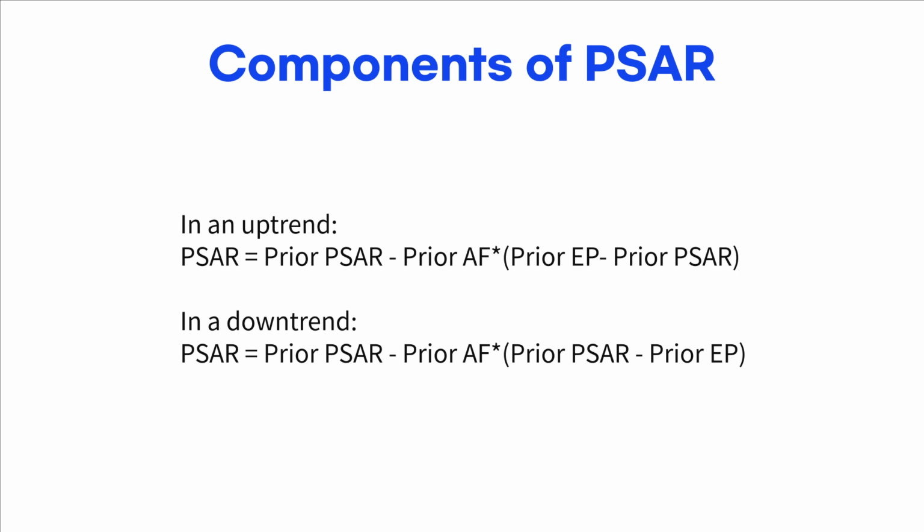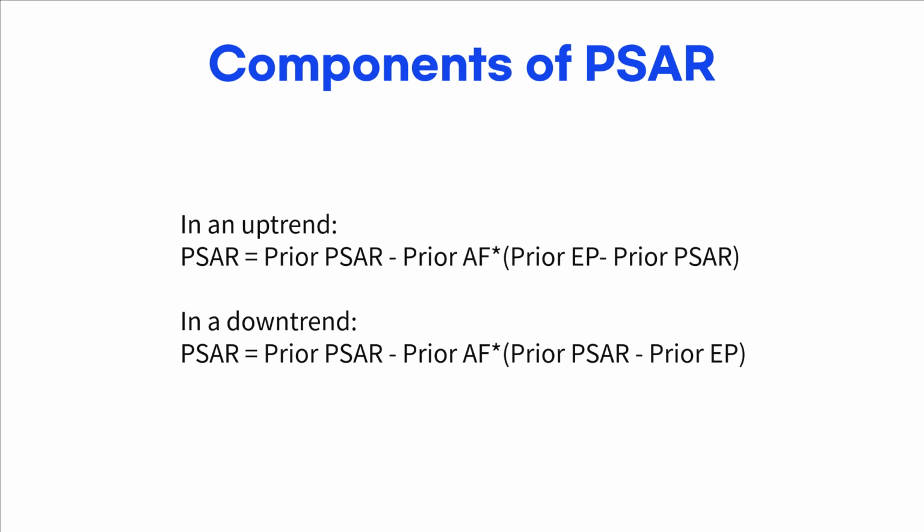The extreme point, EP, refers to the highest high for an uptrend and the lowest low in a downtrend and is consistently updated whenever a new EP appears. Still with us? Great! Now that you've digested that information, we can reflect on the formula on the screen. The PSAR calculation is dependent on whether it is being used in an uptrend or a downtrend. Again, you don't have to worry too much about these calculations as they are calculated automatically for you on your trading platform.